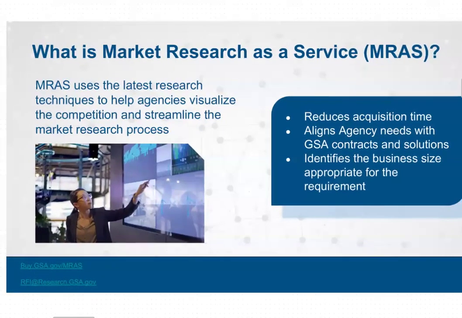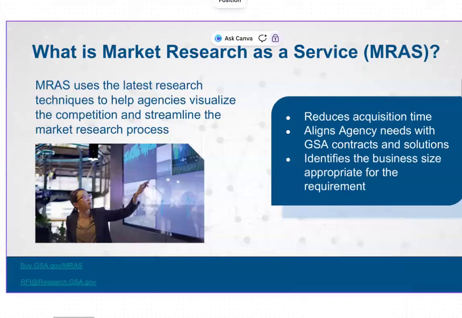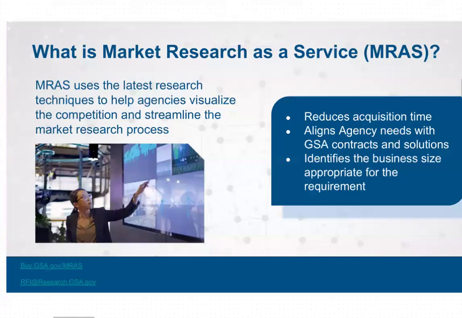So the first thing we need to address is what is MRAS. The Market Research as a Service, or MRAS program, helps federal agencies make better decisions when buying goods and services. It gives that customized market research detailing available options and their prices. So this information helps agencies choose the right contracts and solutions from GSA to meet their specific needs. By using MRAS, agencies can be confident that they're making smart choices and getting the best value. A major advantage of MRAS is that it speeds up the buying process, which saves time and resources.